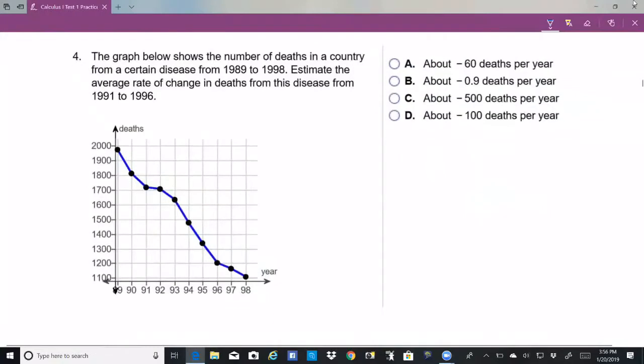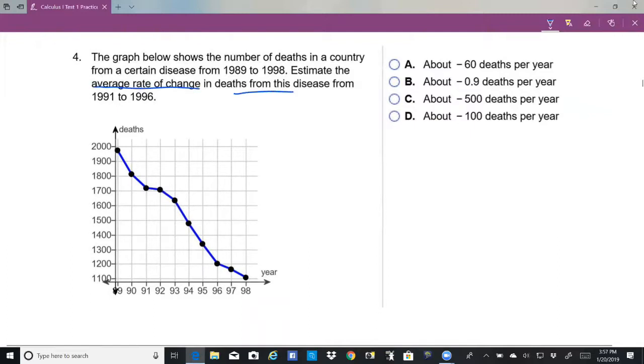Now, here we have a graph that shows a number of deaths in the country from certain diseases from 89 to 98. And we want to estimate the average rate of change in deaths from this disease from 1991 to 1996. So we want to look first at 1991 to 1996. It looks like in 1991 we had about 1,700. In 1996, we had about 1,200.